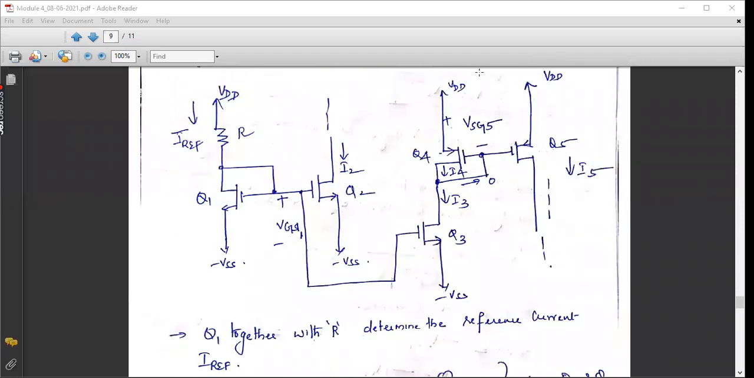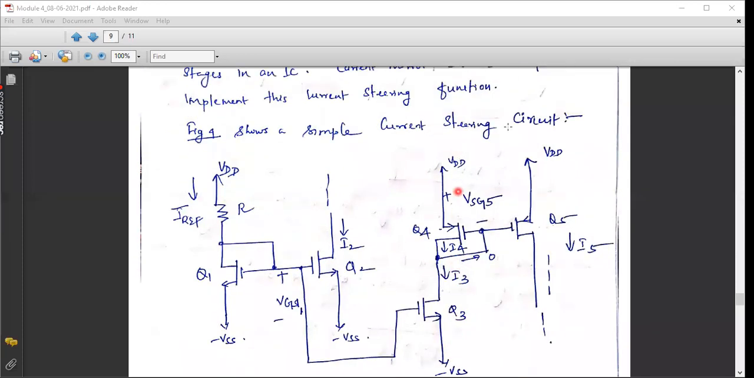Now coming to the next portion, what is the next portion? That is PMOS. Okay. The next part that we have in the circuitry is the PMOS transistors Q4 and Q5. This will constitute the third current mirror circuit. Q1, Q2 forms one current mirror. Q1, Q3 will form the second current mirror. Similarly, Q4, Q5 is also forming the third current mirror circuit. So in this current steering circuit, we have three current mirror circuits that will deliver the output currents I2, I3 as well as I5 in terms of I reference.